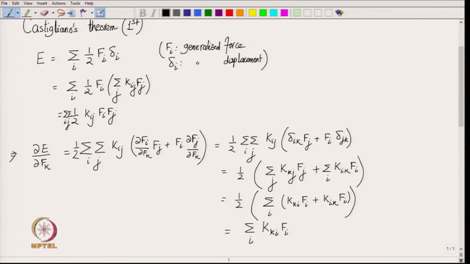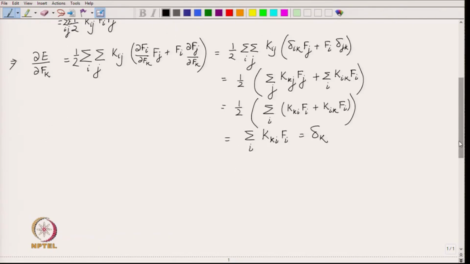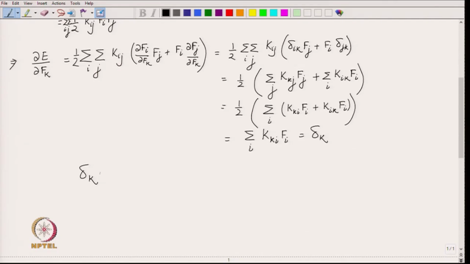And can you see what this is? This is nothing but the corresponding displacement delta_k. So, we have proved a very interesting relation, that the corresponding displacement delta_k is the derivative of the energy with respect to the corresponding force F_k. So, delta_k is nothing but del E over del F_k. We simply have to make sure that we write the energy in terms of the forces, so that we can take the proper derivative with respect to force.